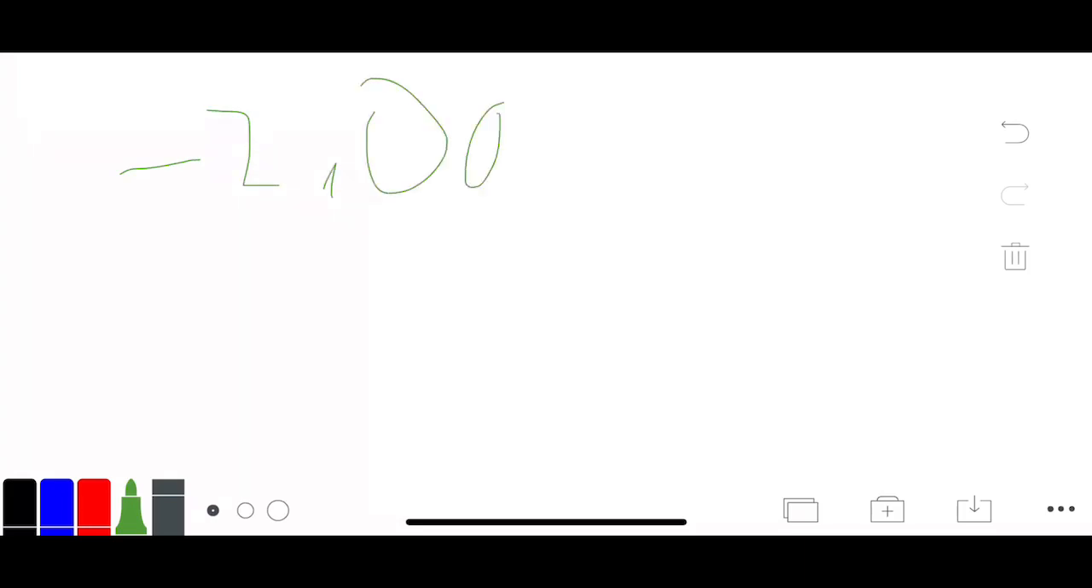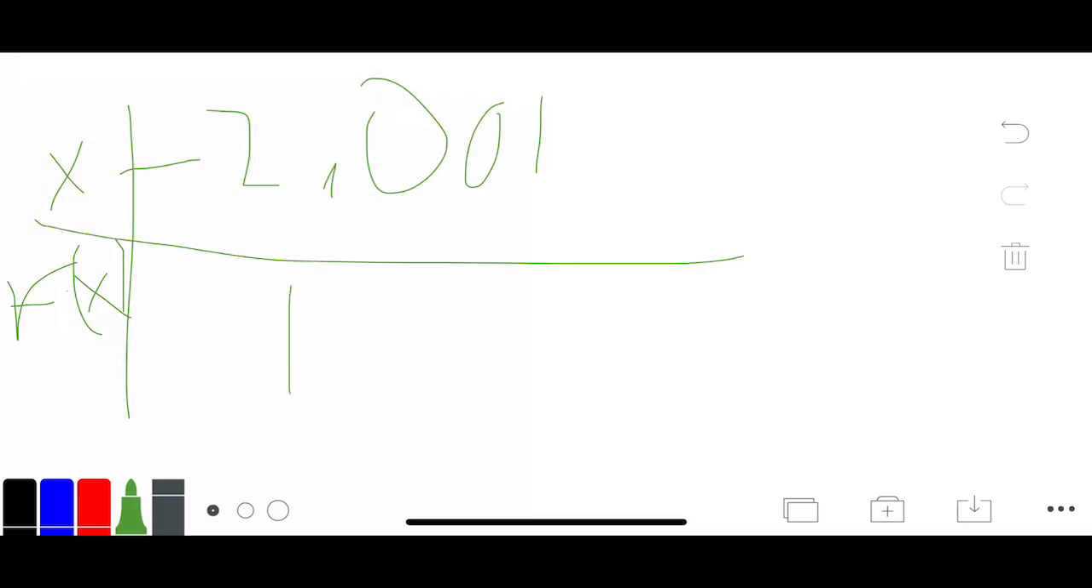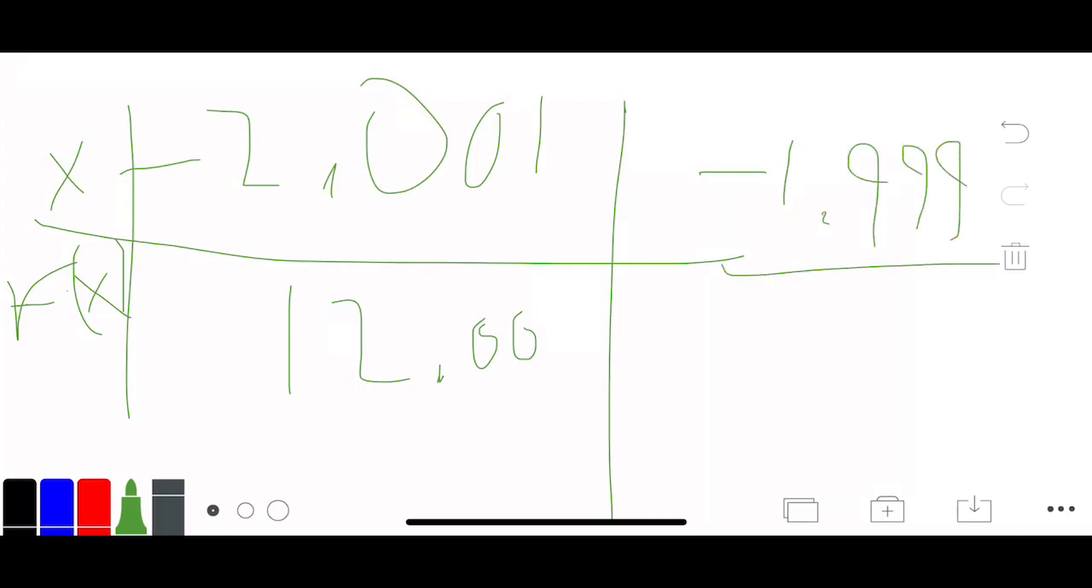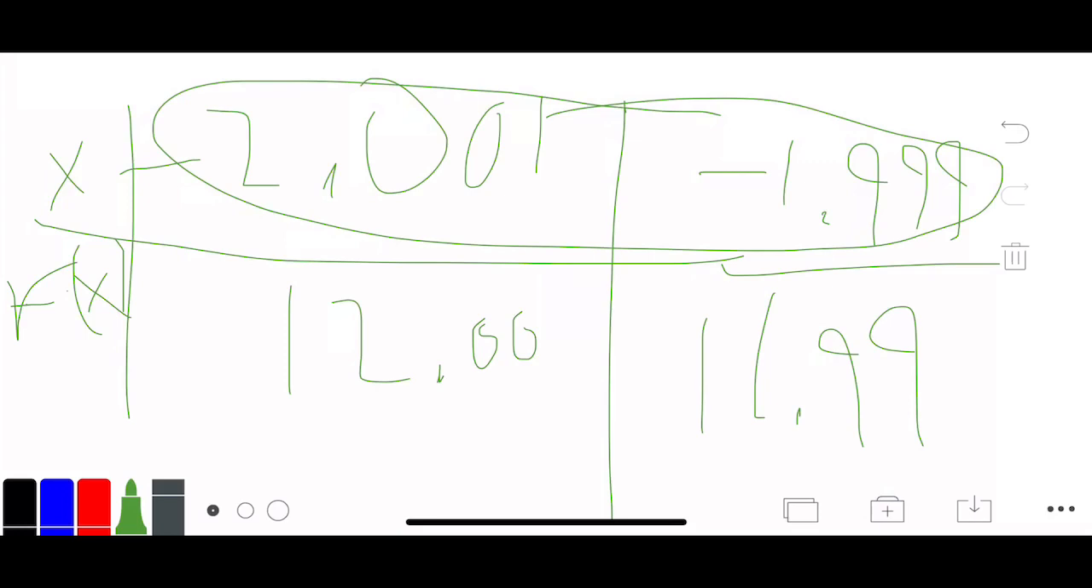Negative 2.001, that should be two zeros, then 1. That is your x, and this is your f of x, which is your y. And then you have 12.00, if they want me to put it like that. And you have negative 1.999, and then you have 11.99. So you can see that these two are really close to -2, which our limit was. They're both really, really close to -2.